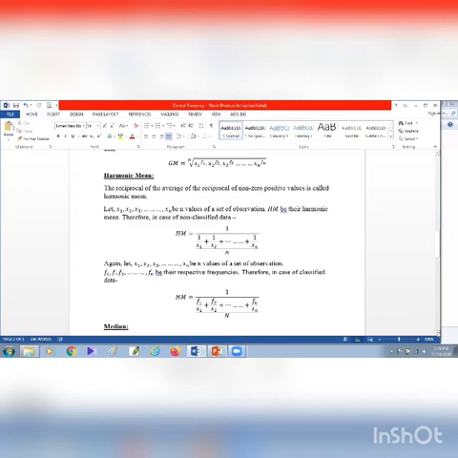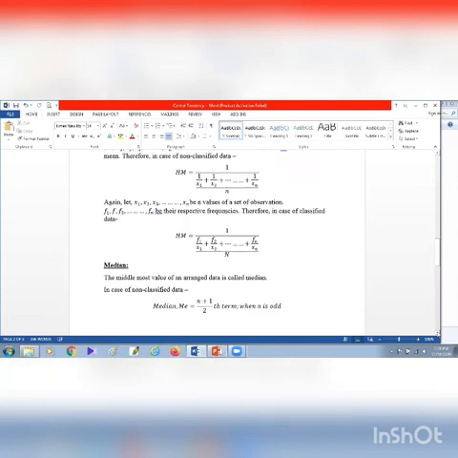Again, when x1, x2, x3 up to xn are n values of a set of observations, and f1, f2 up to fn are their respective frequencies, then the harmonic mean HM equals 1 divided by (f1 divided by x1 plus f2 divided by x2 plus up to plus fn divided by xn) divided by n.